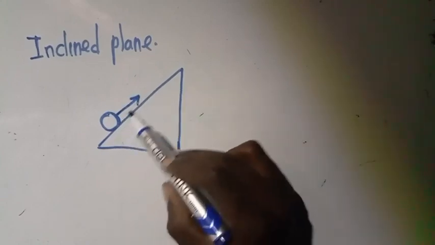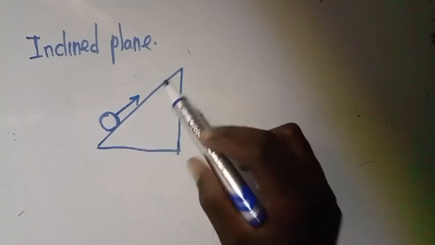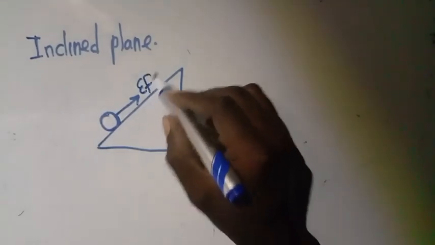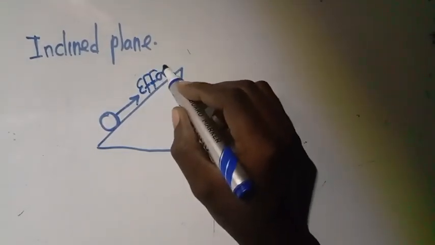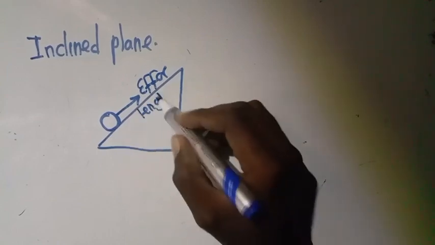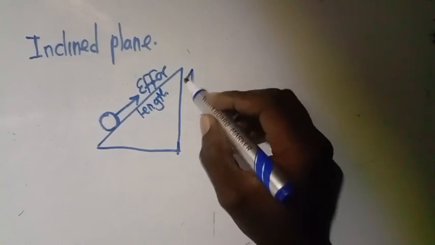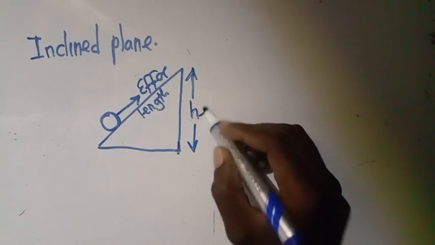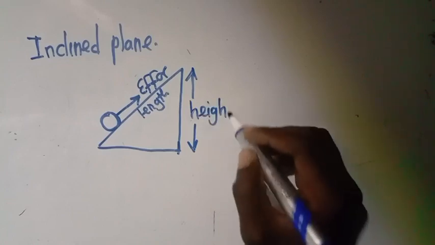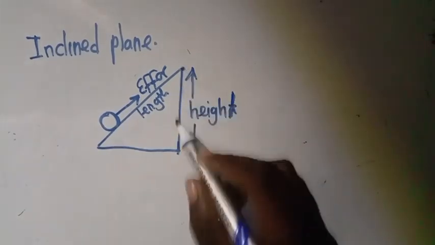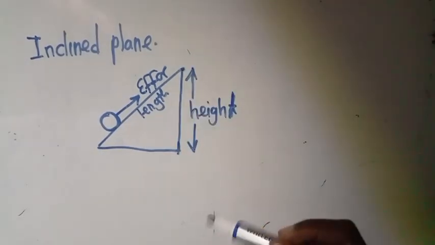When you are moving this, you discover that this part here is where the effort is. You are using effort. And from here to there, this is the length. Then this distance that is here, this is what we call the height, from where this thing is coming from to where it is going. Have you seen the way it is like this?